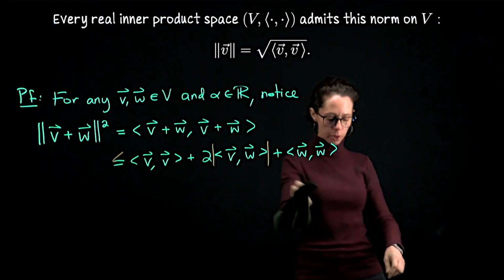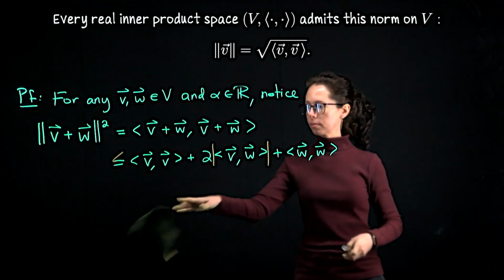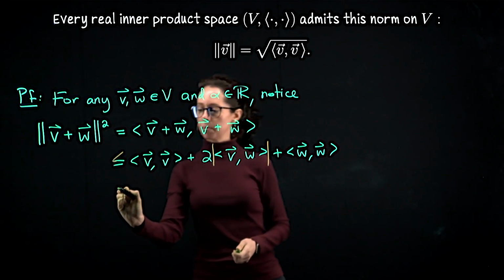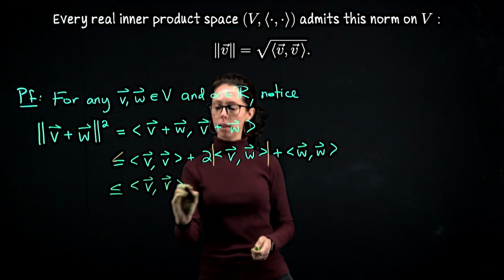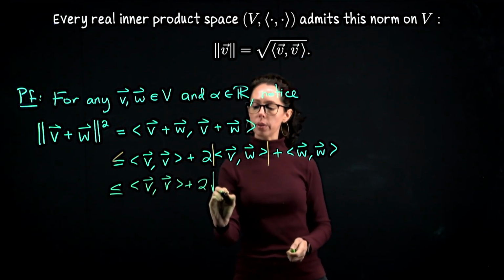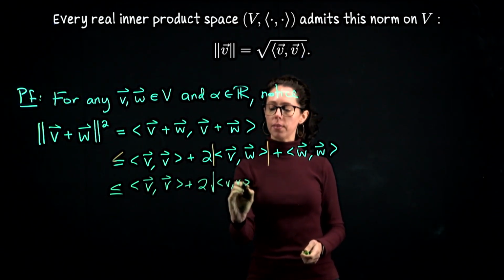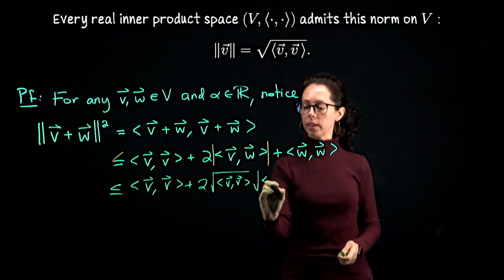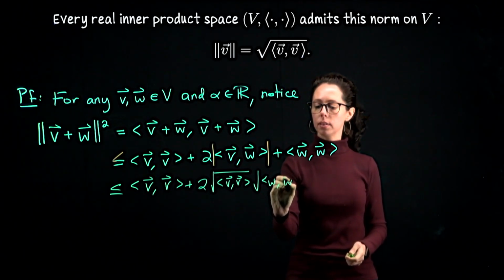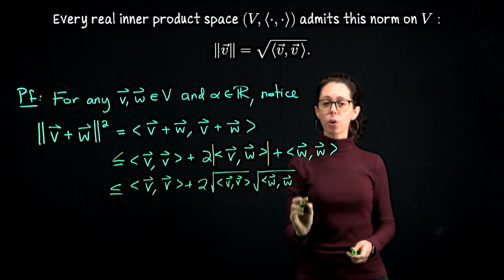Okay, so from Cauchy-Schwarz, this is less than or equal to the inner product of v with itself plus 2 times the square root of the inner product of v with itself times the square root of the inner product of w with itself. So here we had to use Cauchy-Schwarz.